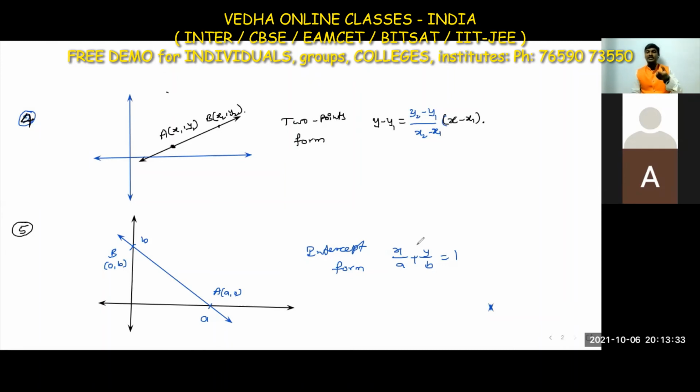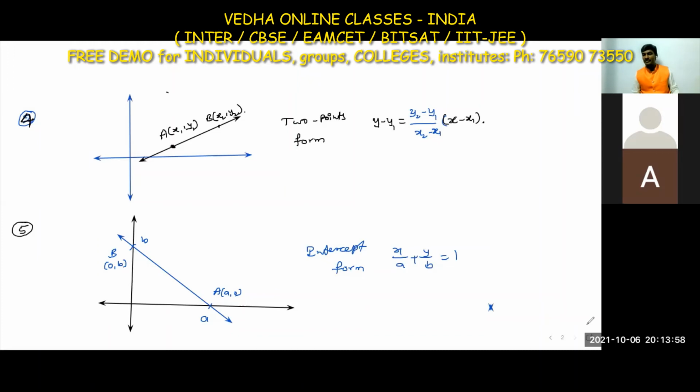Okay, just repeat the two-point form also. y minus y1 is equal to (y2 minus y1) by (x2 minus x1) into (x minus x1). Very good. Once again, y minus y1 is equal to (y2 minus y1) by (x2 minus x1) into (x minus x1). Very good.